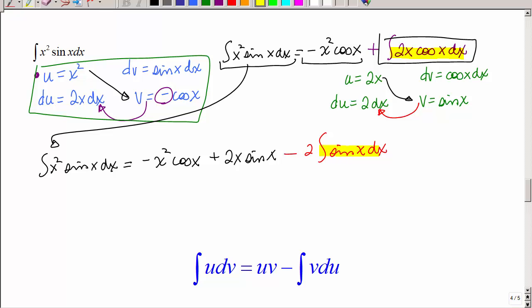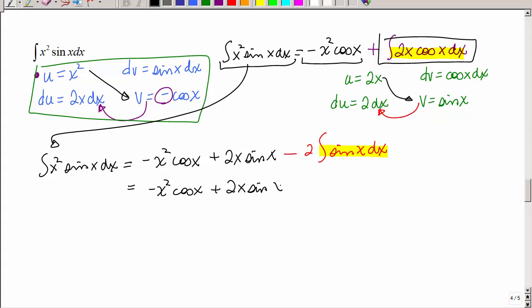Now, do I finally have an integral that I can integrate? Yes, I do. Making sure I don't forget any parts of my answer. Okay, so the integral of sine, just did that, is negative cosine. So with that negative, that's going to be plus 2 times the cosine of x. And let's make sure we put that plus c.